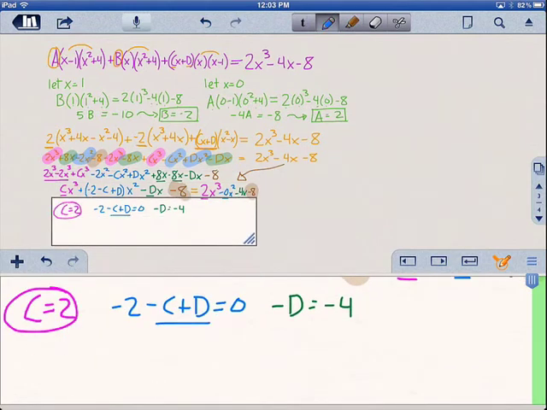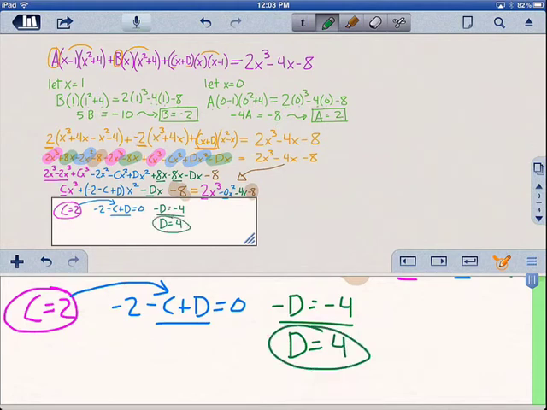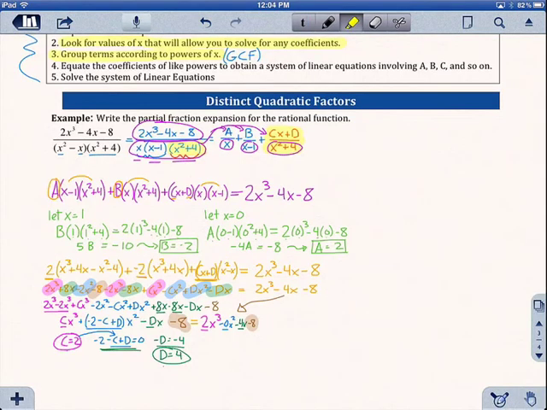And you'll notice here we still have two variables. I could substitute 2 in for c here and then solve for d. But it's going to be much easier to solve for d here because we can see that d equals 4. Okay, so we didn't need this one right here because we have c and d. Okay, so looking this over now, we know A, B, C, and D.